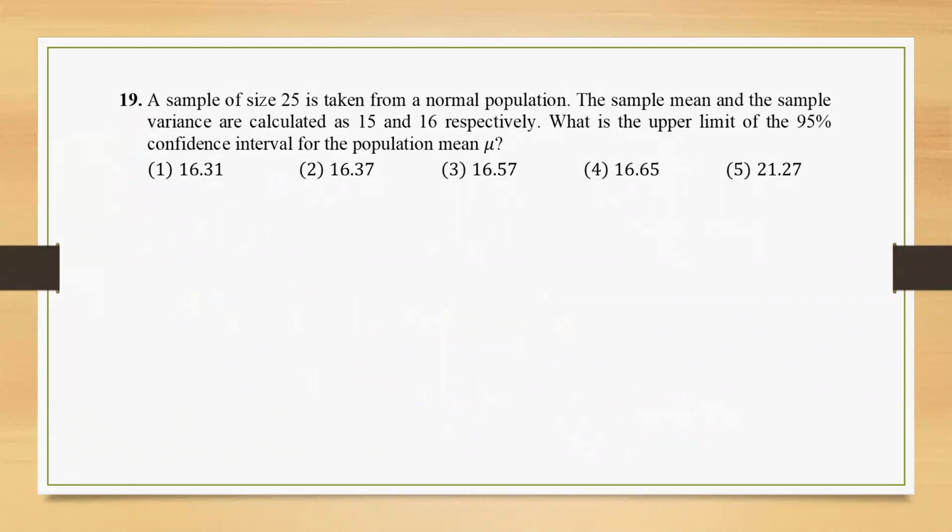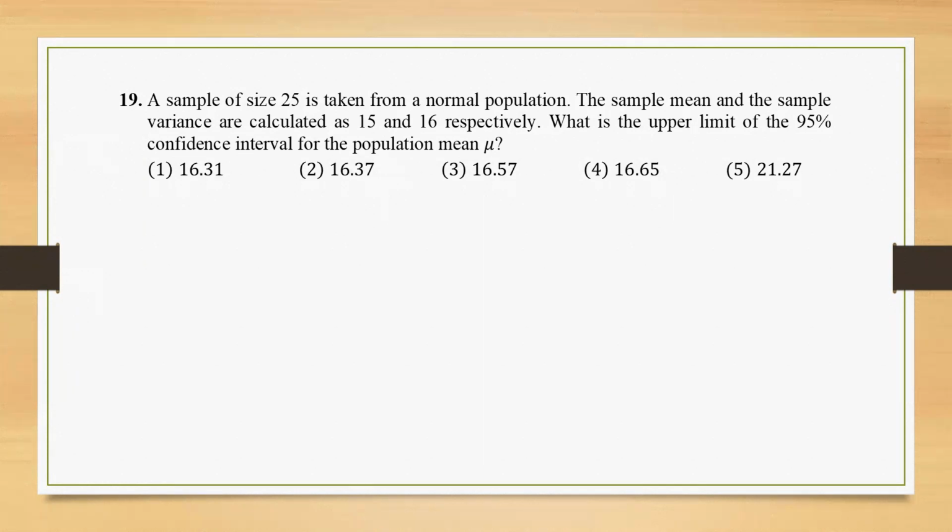Again we have to do some calculations. Here a sample of size 25 is taken from a normal population. The sample mean and the sample variance are calculated as 15 and 16 respectively. What is the upper limit of the 95% confidence interval for the population mean mu? Here you need to know the construction of confidence intervals.